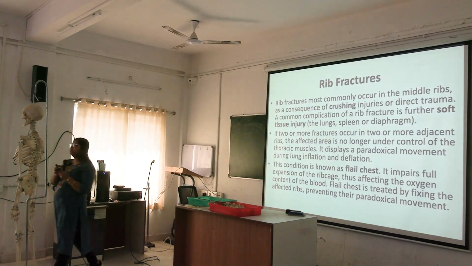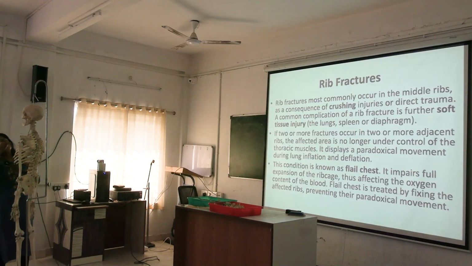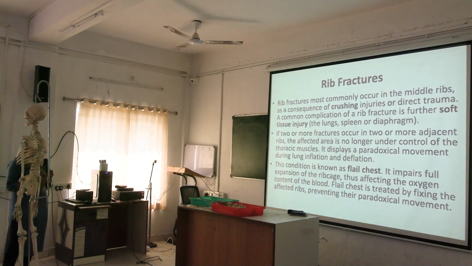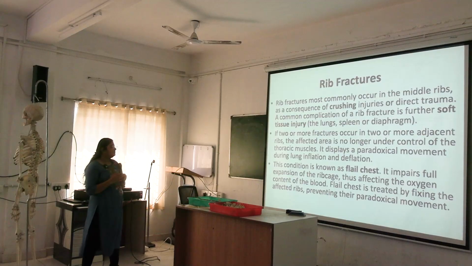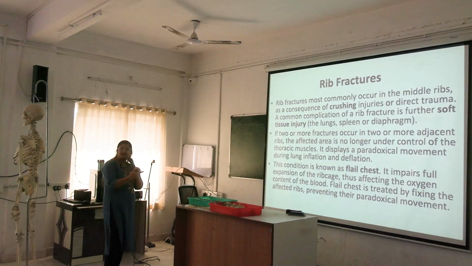Okay, so if fracture occurs at two ends, the fracture segment is separated and it will not move with the other part of the chest wall. When the chest wall moves outward, the segment will push inward, and when the chest wall moves inward, the segment will be pushed outward. Okay, so that is known as paradoxical movement, also known as paradoxical respiration, and this condition is known as flail chest.